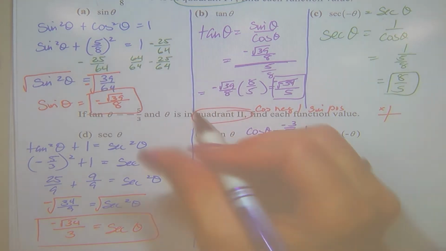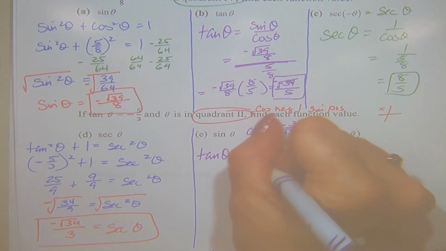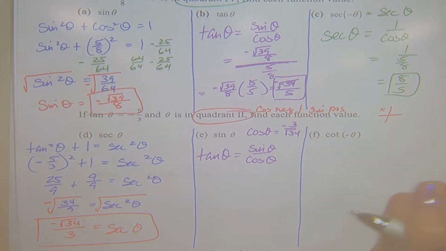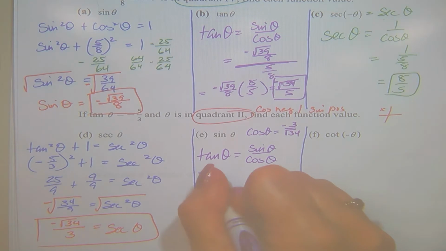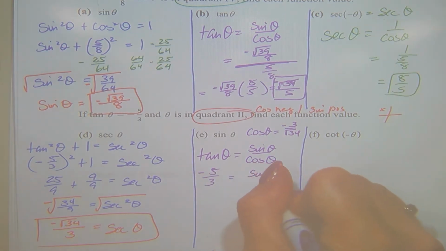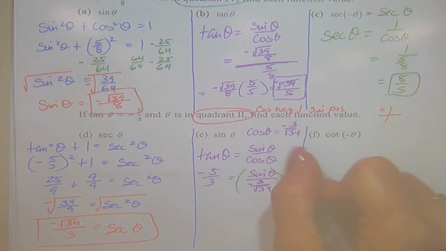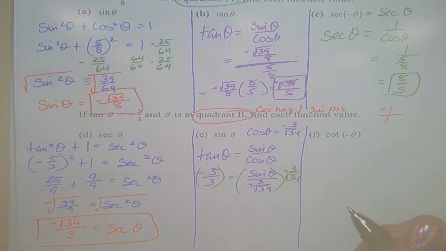Since I know tangent and cosine, I can use tangent theta equals sine theta over cosine theta to find sine. I know tangent is negative 5/3. I'm looking for sine theta. Cosine theta is negative 3 over square root 34. To solve for sine, I'm going to multiply by my denominator. Now, I'm not flipping it. I'm not dividing by it. I'm multiplying by the denominator to clear out that denominator. So I'm not taking the reciprocal here.